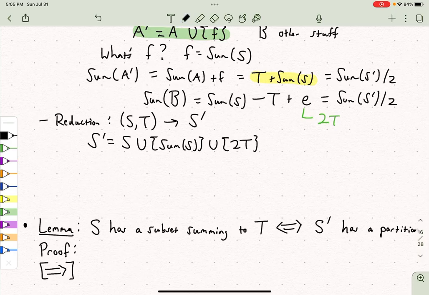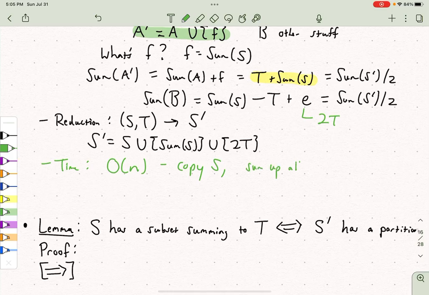Now, again, we have to consider the time. So what's the time here? Again, this is going to be linear time, because we copy S and then we add two elements. In particular, one is formed by summing up all of S, and the other is formed by just multiplying T. So this one's O of n, this one's O of n, this one's O of 1, and so overall it's O of n, so polytime.